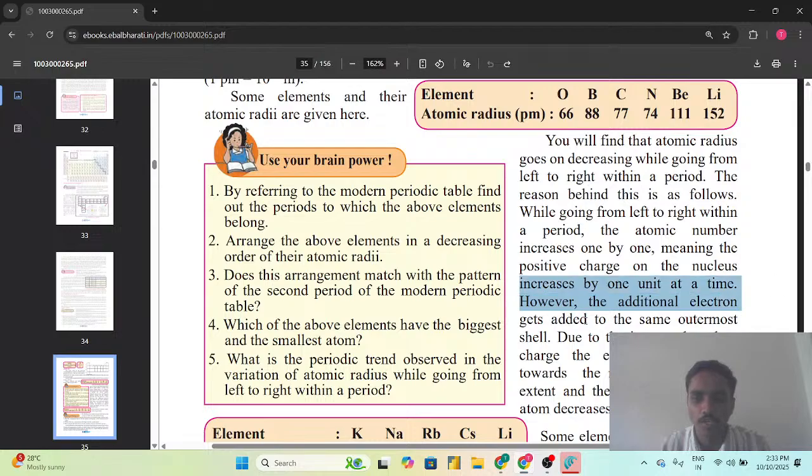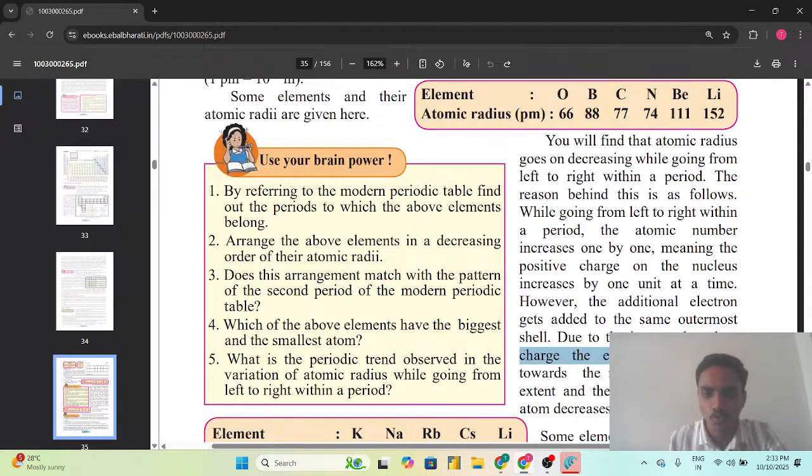However, the additional electron gets added to the same outermost shell. Due to increased nuclear charge, the electrons are pulled towards the nucleus. मतलब जैसा कि हमने पहले चैप्टर में ग्रेविटेशन में देखा था, कि everything in the universe tries to attract everything. There is a weak gravitational force that exists, लेकिन gravitational force तो exist करता है.